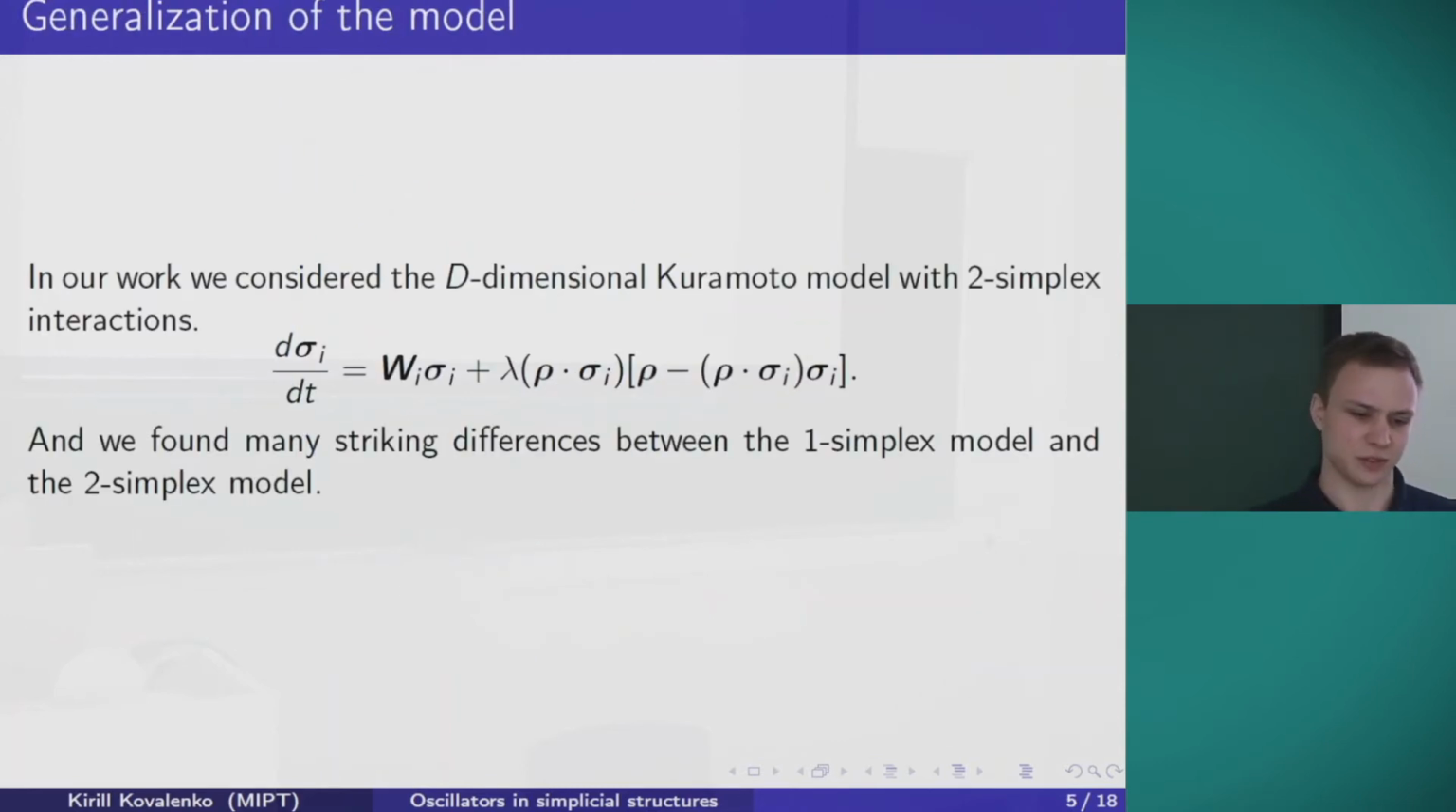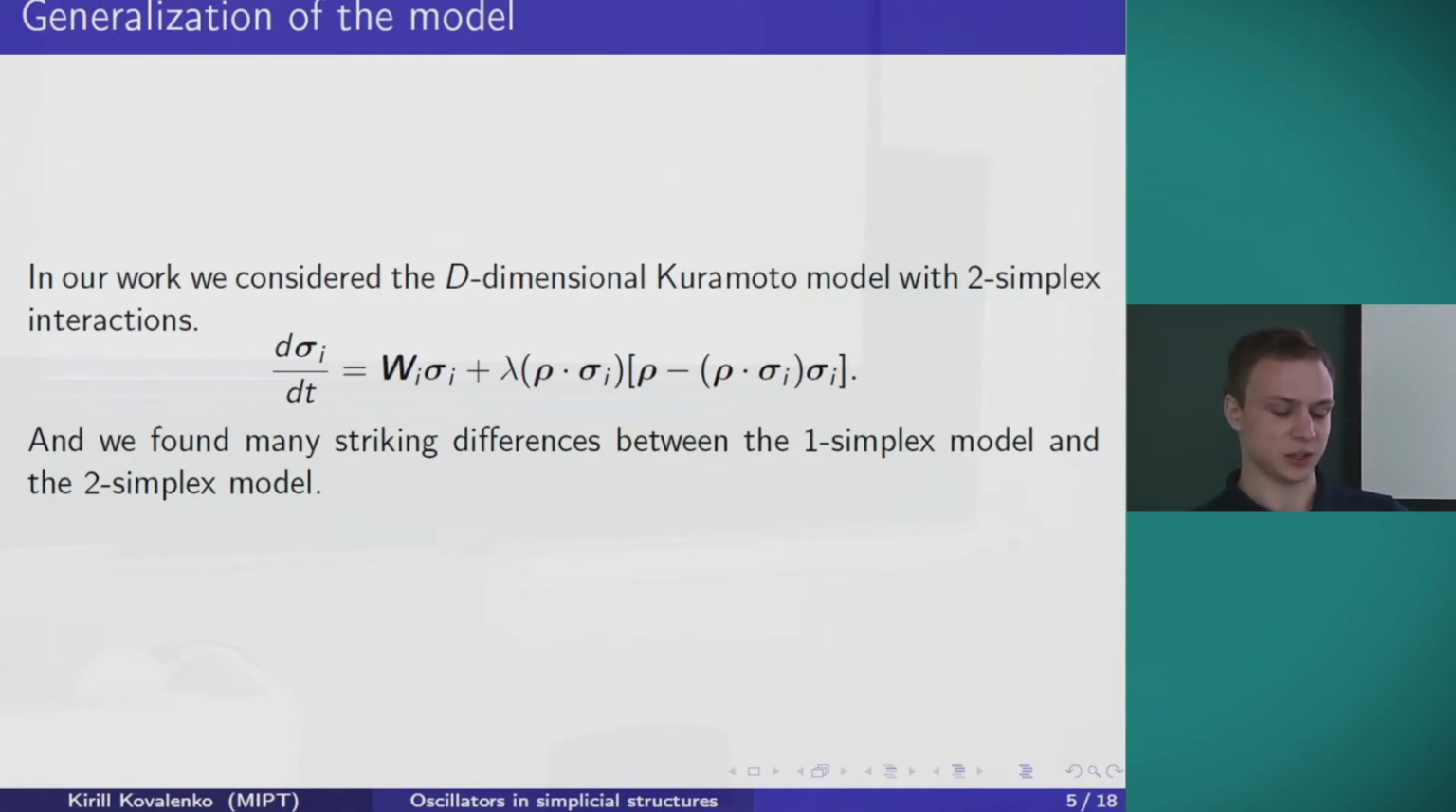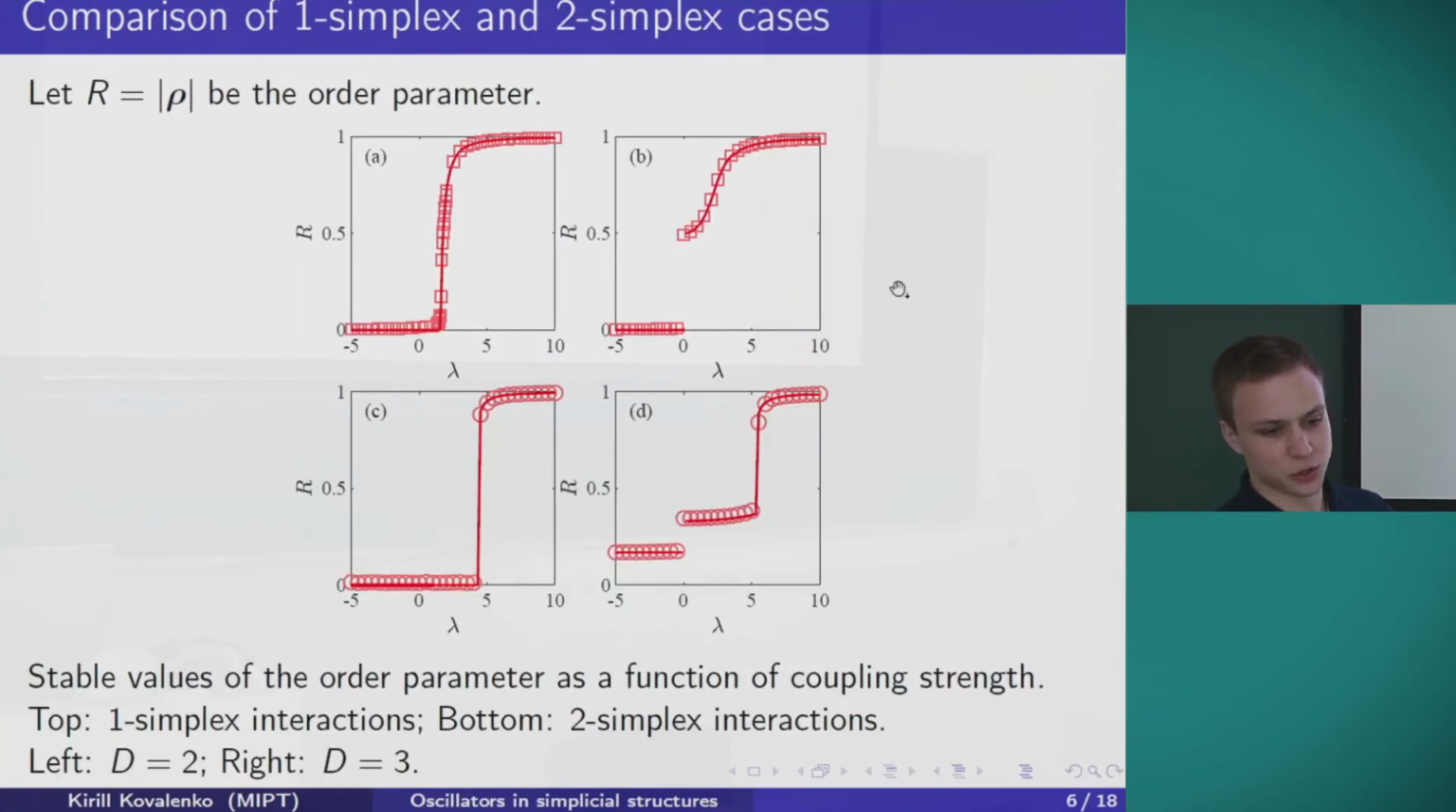In our case, we consider a model which both generalizes the usual Kuramoto model to two simplex interaction and to d-dimensional space. As you can see, if we make some simplification, this model will look like this, and it's quite different from the usual model, either with two simplex interaction or just d dimensions. We found many differences and interesting properties in two simplex interaction compared to the one simplex interaction model. So now I'll show you some results.